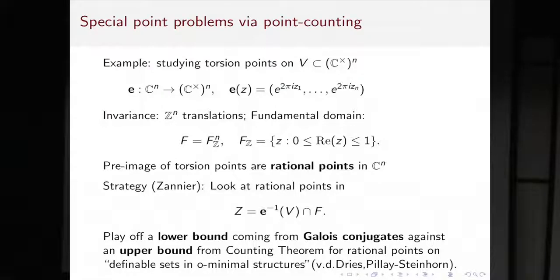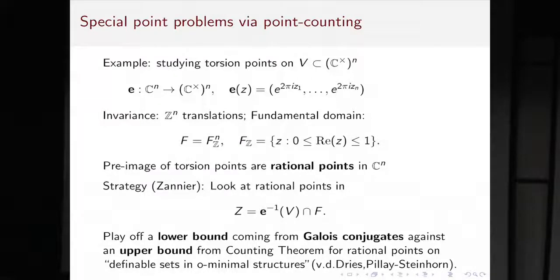So now if you take your variety V in C star to the n and you look for torsion points, then instead of this you can pull back under the exponential function and you can go looking for rational points. And of course the exponential function is periodic now under translations by Z to the n. So in fact it suffices to look in a fundamental domain for that action. So you can go looking for rational points on this set Z, which is the pre-image of V intersected with the fundamental domain. And the strategy now is to play off a lower bound coming from Galois conjugates against an upper bound coming from the counting theorem of rational points on such sets.